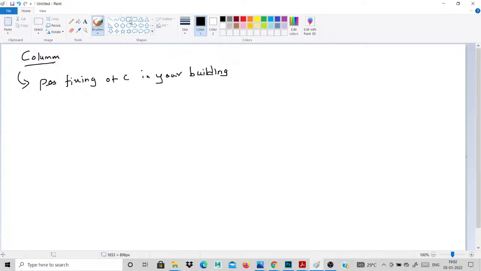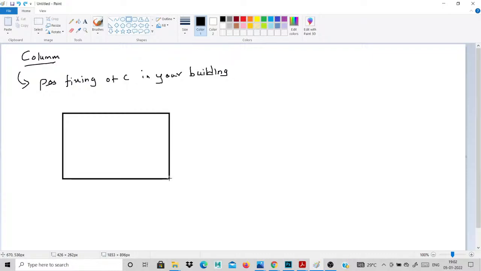First of all, you create any plan. The column fixing is the important one for your building. The first condition is the column fixing. I will tell you one by one how to fix your columns.